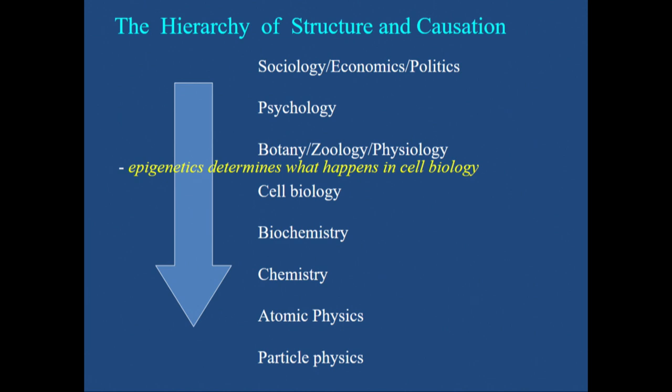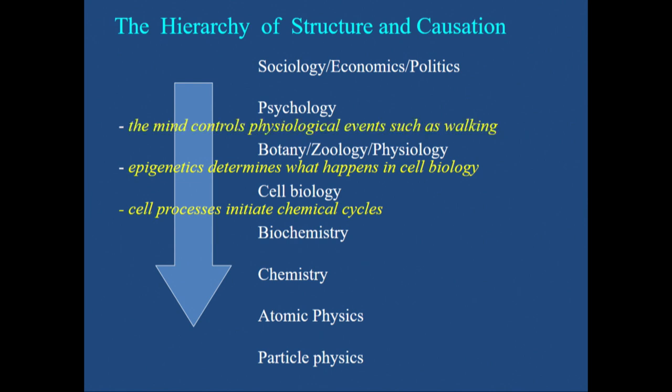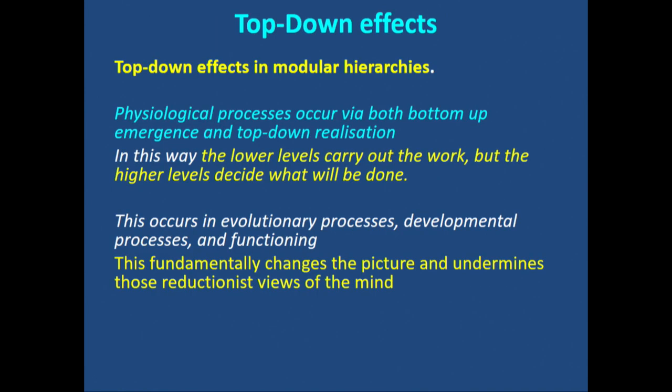So for instance, epigenetics determines what happens in cell biology. Cell processes initiate chemical cycles. The mind controls physiological events such as walking, and thoughts initiate motions of electrons and atoms in our arms in order to do things, and this is what I'm going to be explicating as we go through this. So what happens is there are top-down effects and modular hierarchies. We are a modular hierarchical structure. You can't get complexity without the modularity, the hierarchy, and the structure.